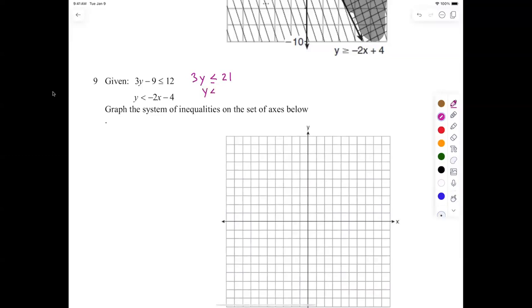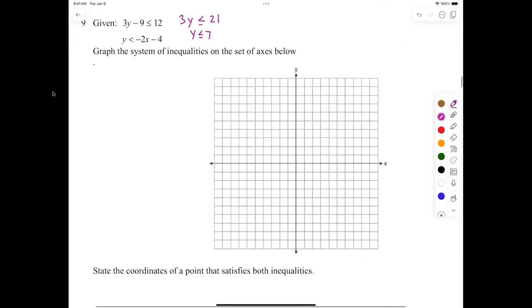So y is less than or equal to 7. 9 plus 12 today is 21. That's why we use calculators in here. All right, so here we're graphing y less than or equal to 7.